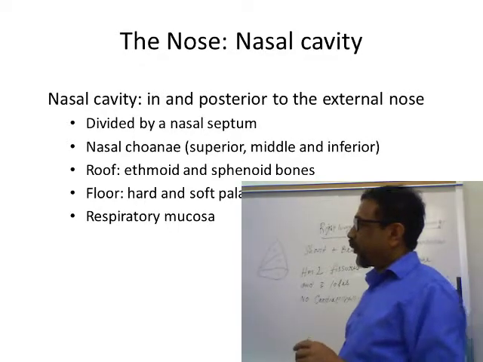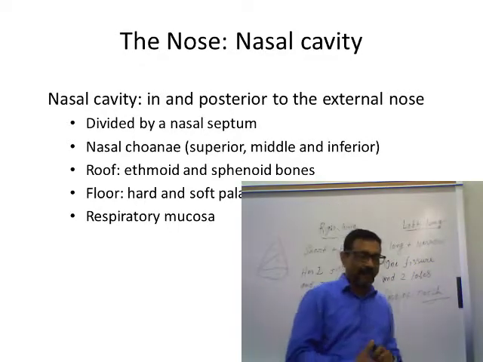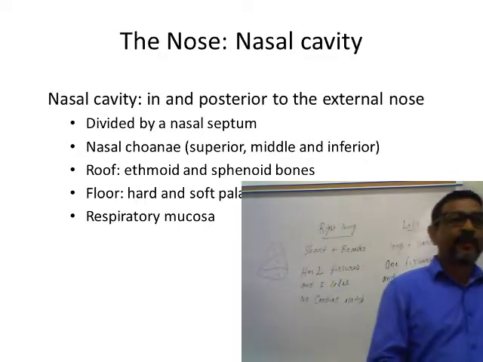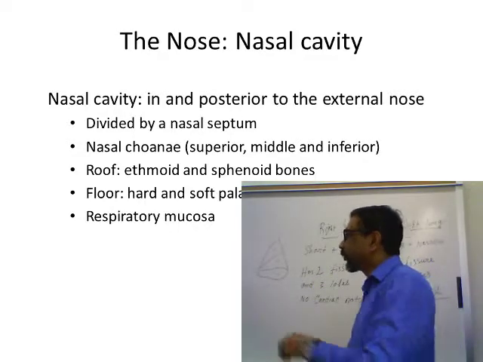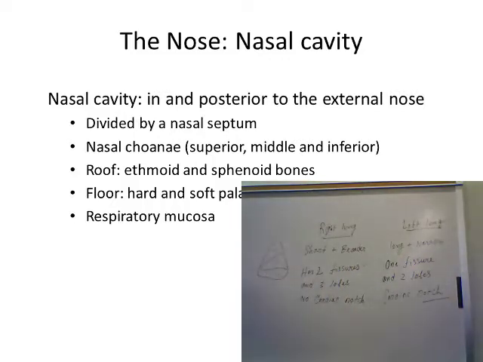Then the roof of the nasal cavity or nose is formed by two bones. Which two bones form the roof of the nose? Here.